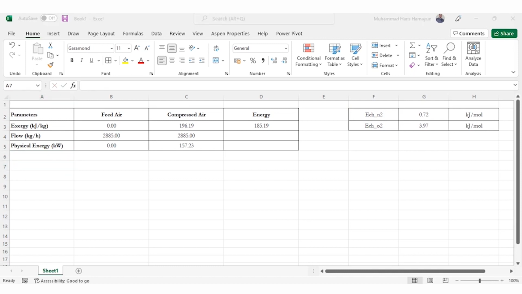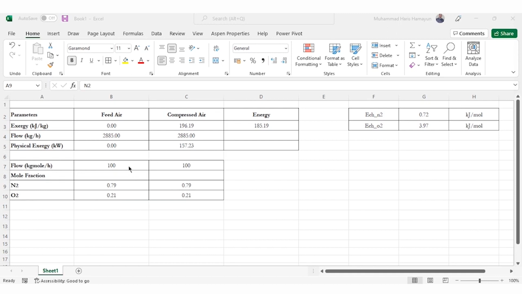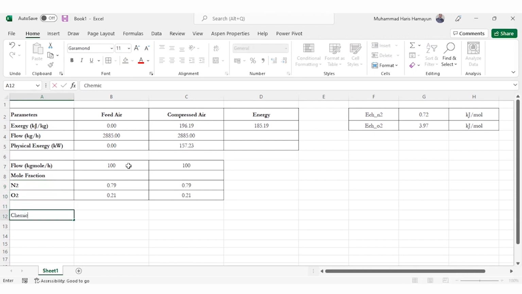So we have to now calculate the chemical exergy. For the chemical exergy calculation, we will first need the mole flows and molar composition. The flow rate is 100 kg mole per hour for both air streams. The mole fractions of nitrogen and oxygen remain the same in the process because it's simple compression, there is no separation. So 0.79 and 0.21 for both. Now we have to calculate the first term, chemical exergy term number one.